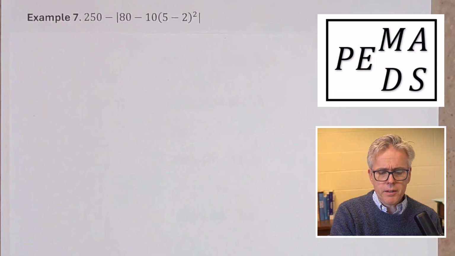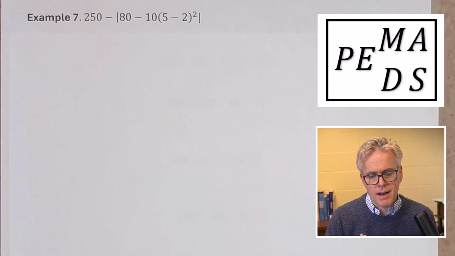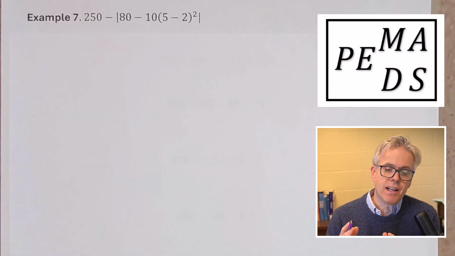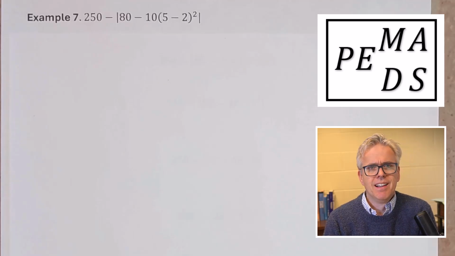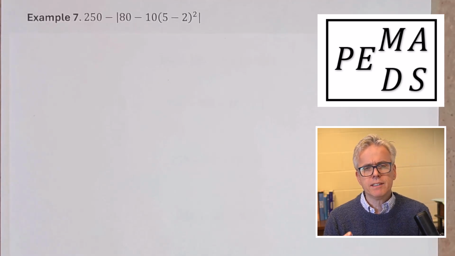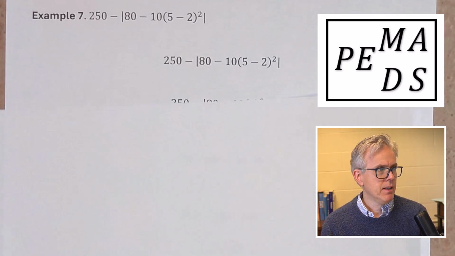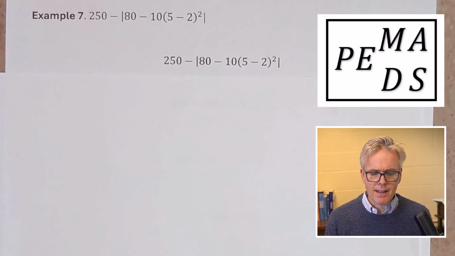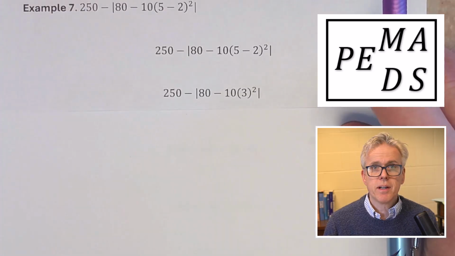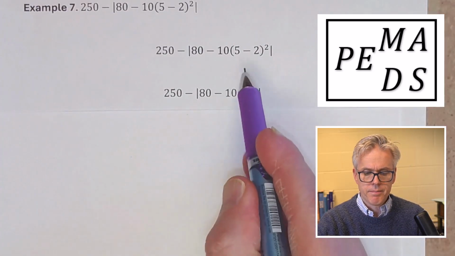So we have 25 minus the absolute value of 80 minus 10 times the quantity of 5 minus 2 squared in the absolute value. A lot going on there, but if you focus on one step at a time, you're going to get it. So let's begin by working inside that absolute value. And so here I've just rewritten the problem. So let's go ahead and reveal.